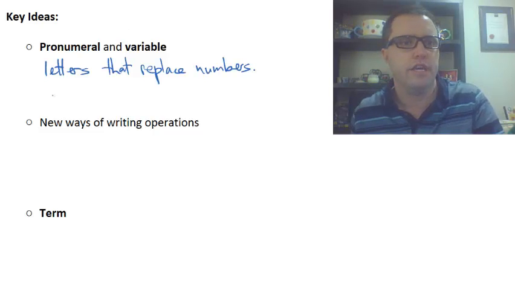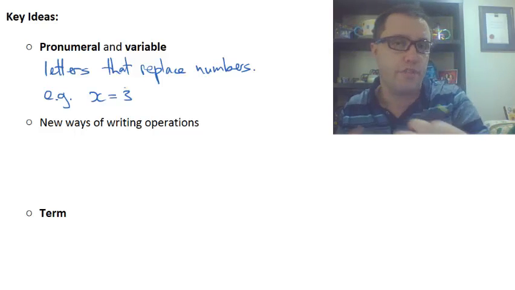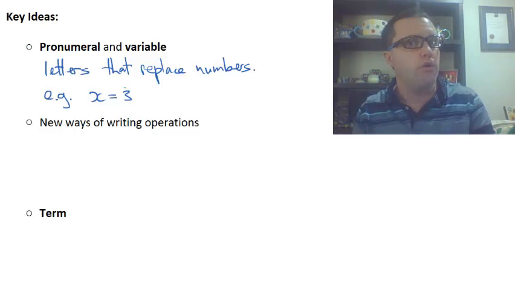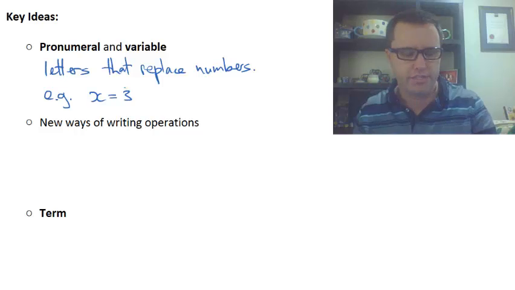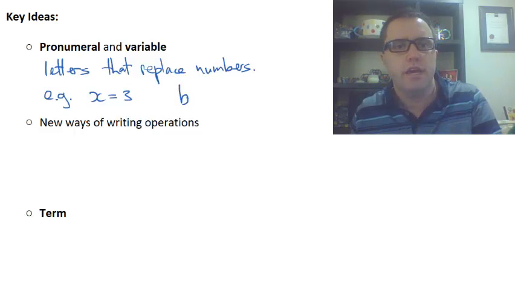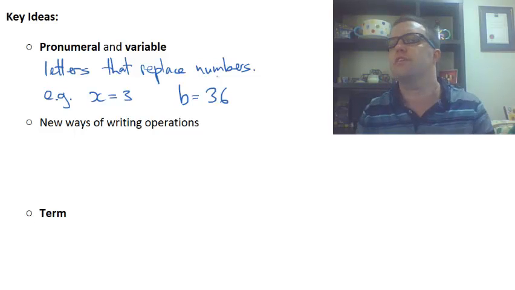For example, x could equal 3. The x is standing in place of what the 3 could be there. Or sometimes we don't know what the number is, it's just that it can change. We also need to be aware that perhaps the unknown variable we're going to use, b, can also stand in the place of the number 36. So just because there's one letter doesn't mean you can only use one digit. It's an important thing to be careful of.